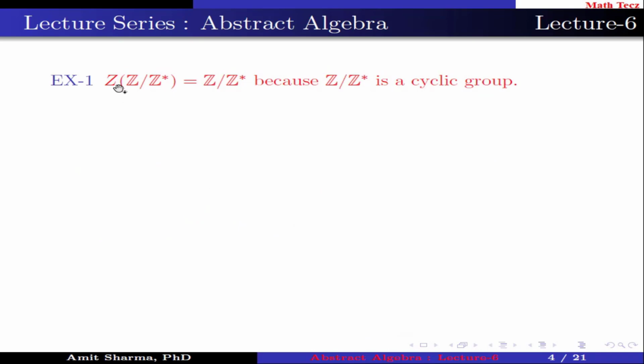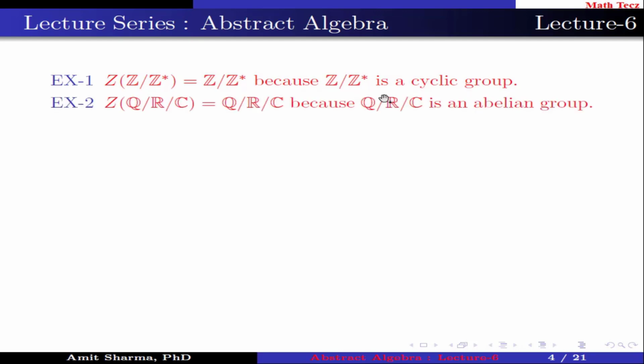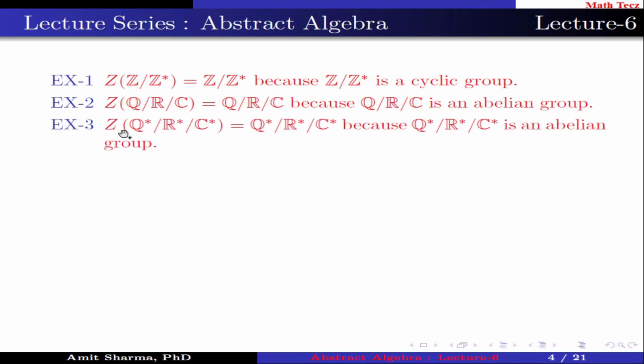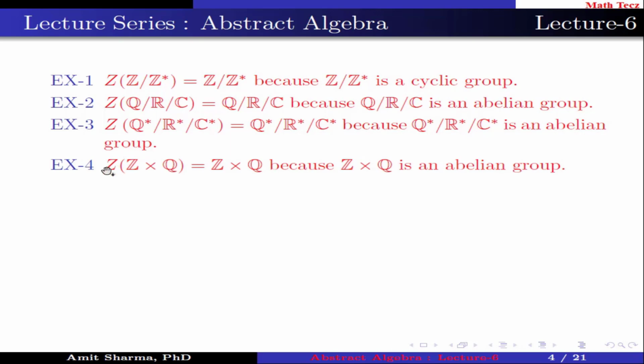Example number 1, the center of Z or Z star equals Z or Z star because Z or Z star is a cyclic group. Example number 2, the center of Q, R and C equals Q, R and C because Q, R and C is an abelian group. Example number 3, the center of Q star, R star and C star equals Q star, R star and C star because Q star, R star and C star is an abelian group. Example number 4, the center of Z cross Q is equal to Z cross Q because Z cross Q is an abelian group.